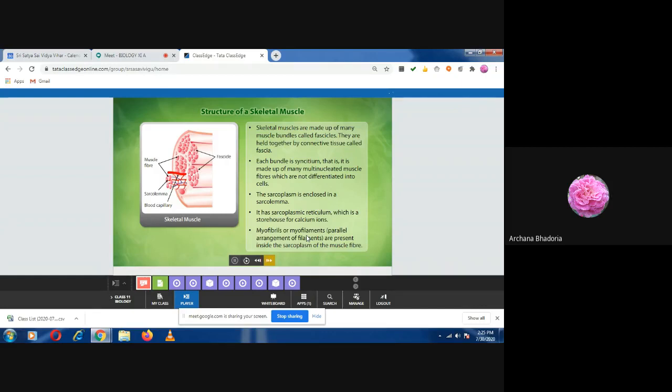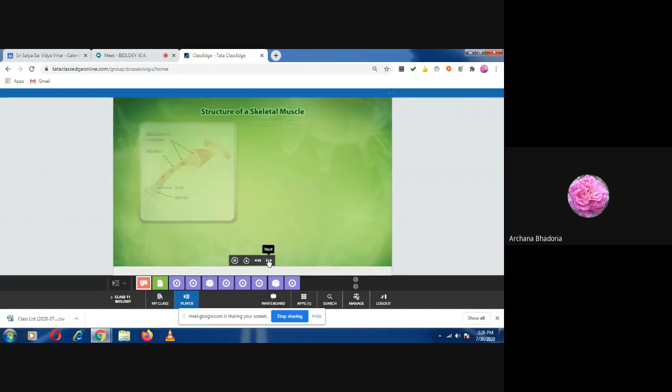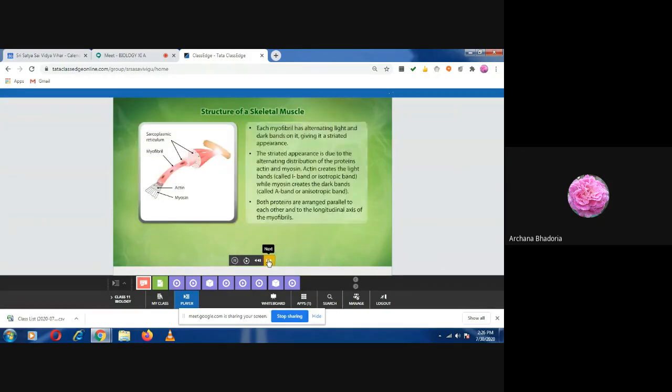Okay, now in the sarcoplasm or in the muscle fiber, there are many thin filaments and you call them myofibrils. What are these known as? Myofibrils. And myofibrils have alternate light and dark bands. The myofibril is made up of the contractile proteins, that is actin and myosin.